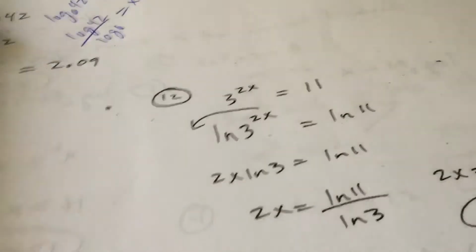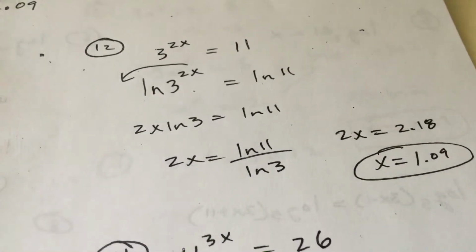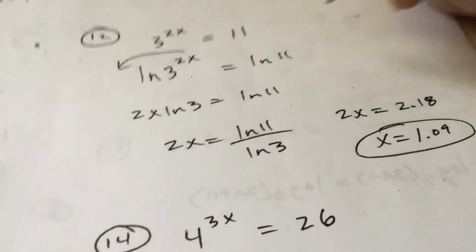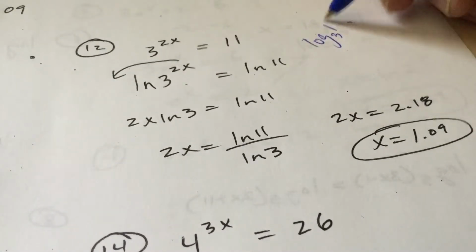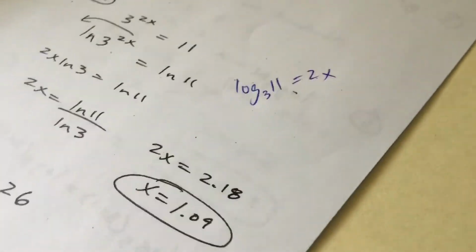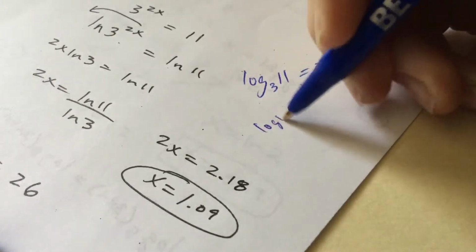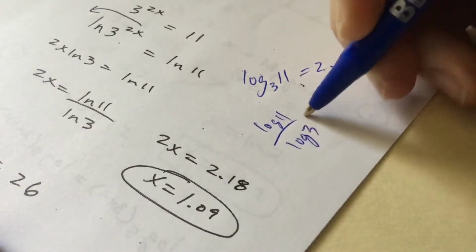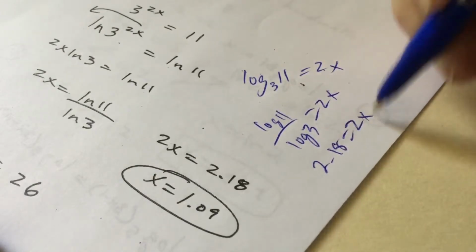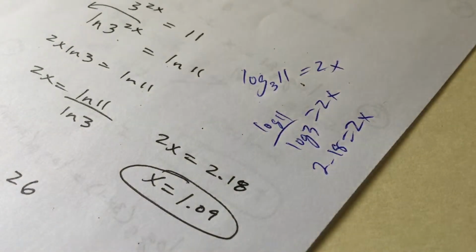All right. I believe we did these in class as well. So this one right here, again, this is how I showed Honors Algebra 2. We attached natural log to both sides, got a decimal, we divided. Again, you could have done log base 3 of 11 is equal to that exponent. It's equal to 2x. So then log of 11 divided by log of 3 is equal to 2x. That gives you that 2.18 equals 2x. You divide both sides by 2 to get your 1.09. Okay, it doesn't matter how you do that one.